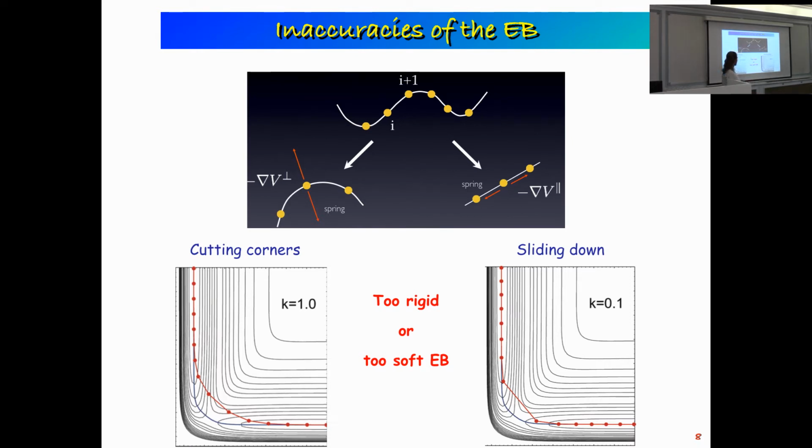And if you have a spring that is too rigid, too hard, then you typically have rigid bands that cut out corners, so they maybe don't follow the topology of the potential energy surface with enough flexibility, because the distance is too strongly kept constant, and they don't have this flexibility. If the K, the spring constant, is too small, then the beads tend to slide down towards the minimum, and then you also don't have a good description of the transition states.